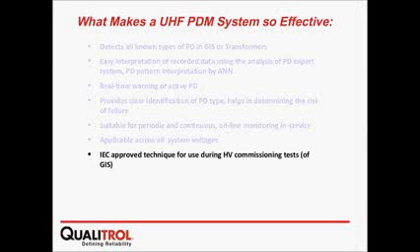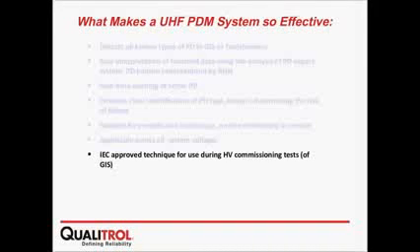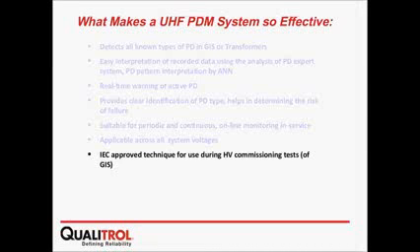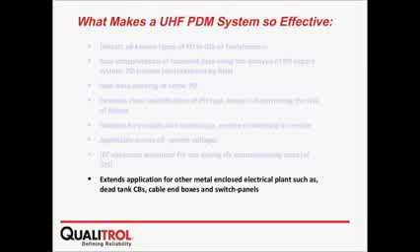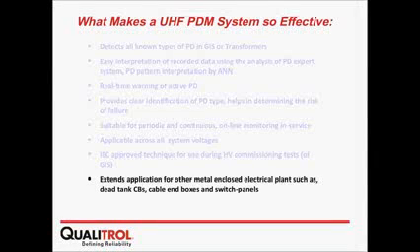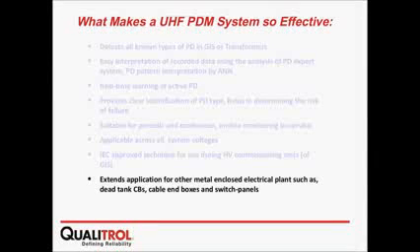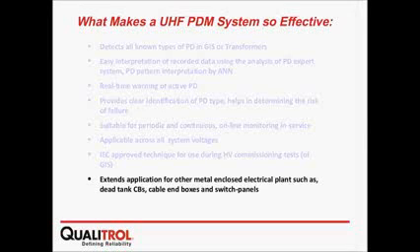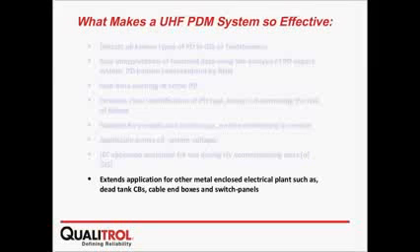It is an IEC approved technique for high voltage commissioning tests, so you can use it together with the high voltage after you complete assembly of your GIS and want to test. You can use it as well with the high voltage test set. Extended application for other metal enclosed electrical plants, such as circuit breakers, cable boxes and switch panels. Every partial discharge will create electromagnetic waves that can be captured by UHF.